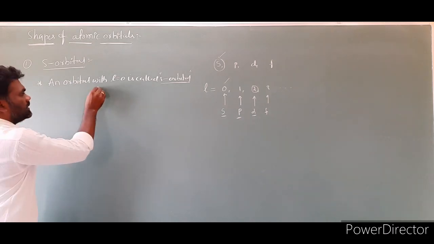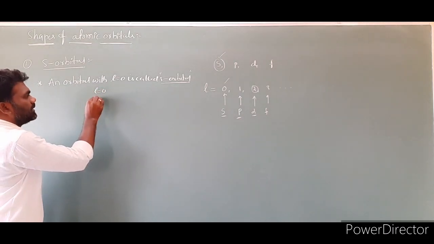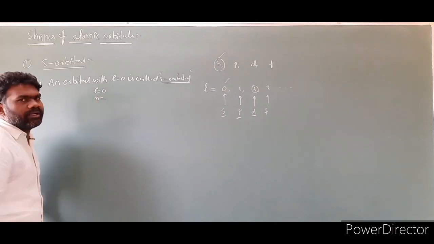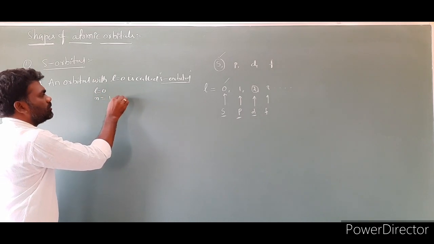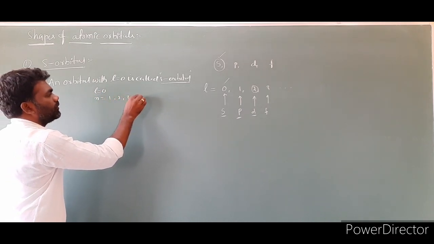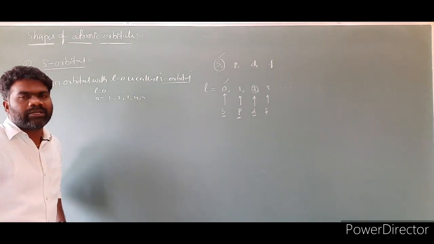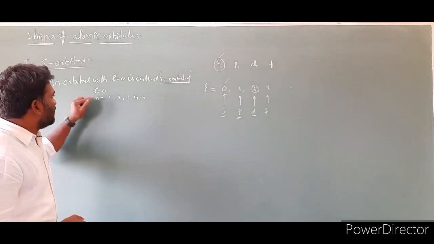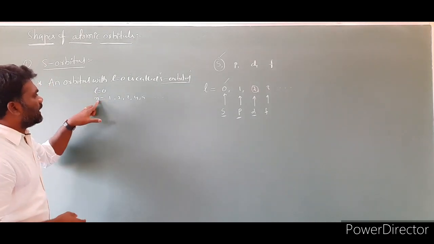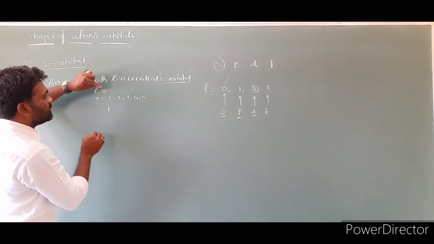Next, for L equal to 0, for s orbital, based on the n values we can take the different types of s orbitals. The possible values of n are 1, 2, 3, 4, 5 and so on. These are the permitted values for principal quantum number. L is equal to 0, n is equal to 1. So this is 1 I am writing. L is equal to, meaning, 0.